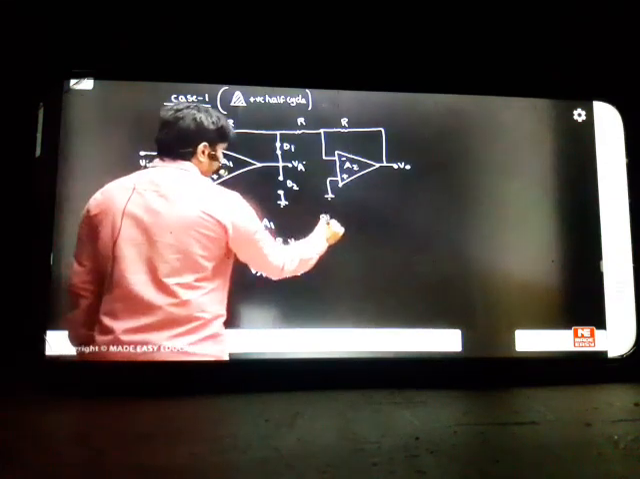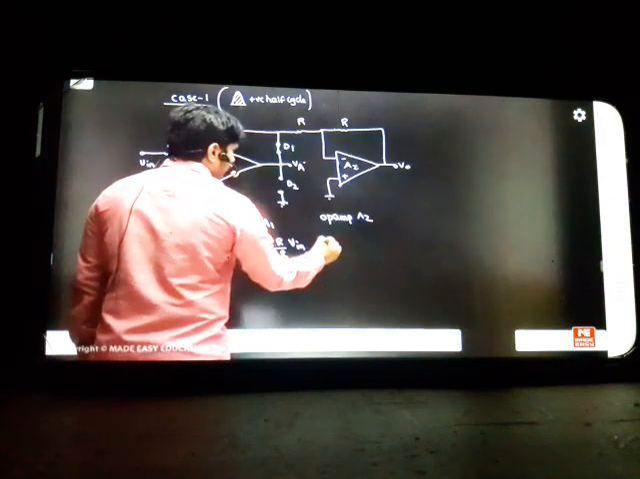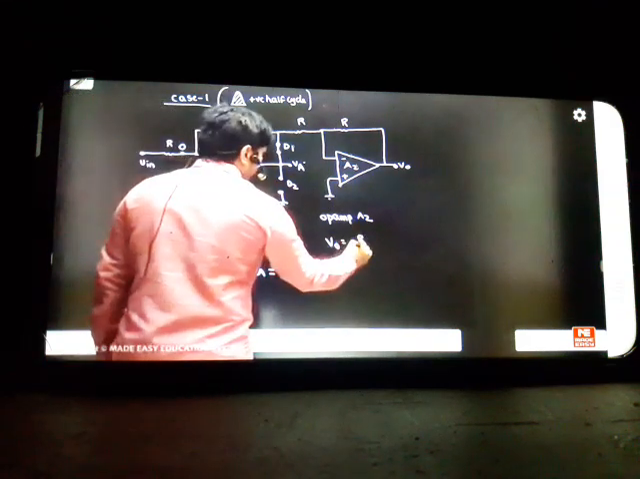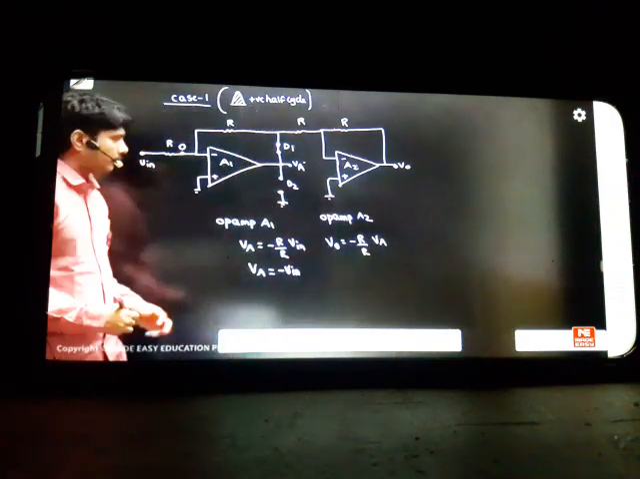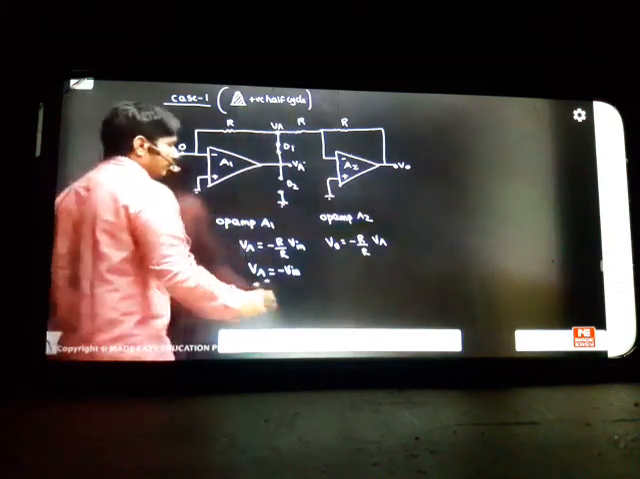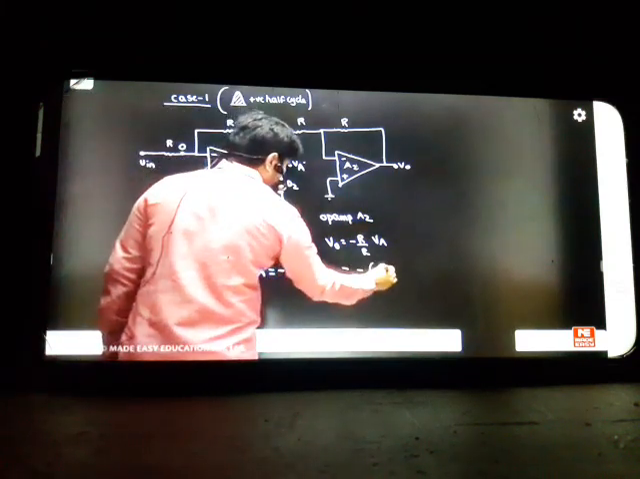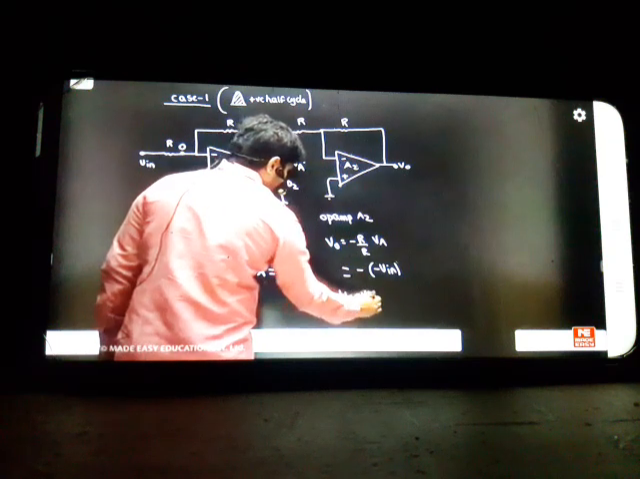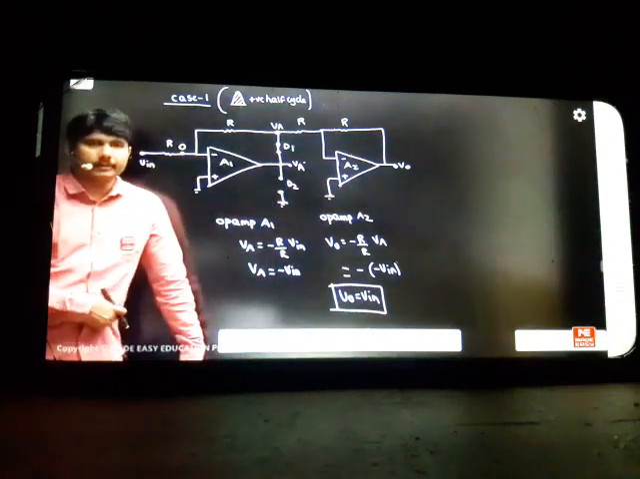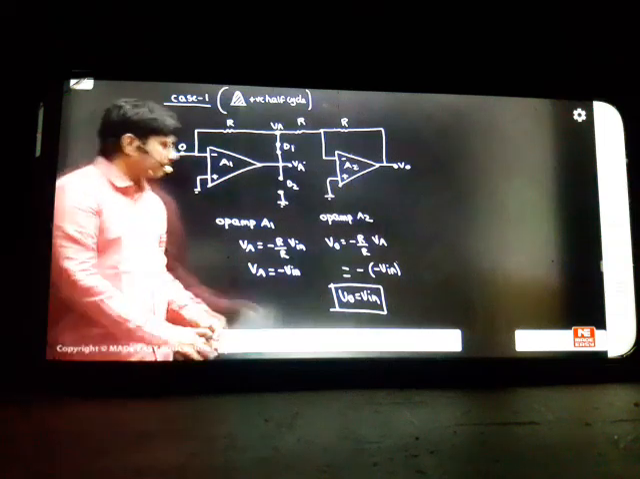And op amp A2, if you take op amp A2, it is also becoming a phase shifter. So the answer is minus R by R into VA, which will be the input. The second output, the input VA will be the input for it. So the answer is minus of minus VIN, so output will be equal to VIN. So this is the proof for the positive cycle. The reaction is completed. This is a positive cycle reaction. So whatever you are giving positive, that is coming as an output for the positive cycle. So this completes my first analysis.